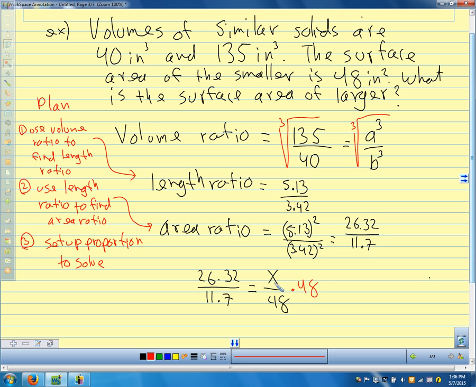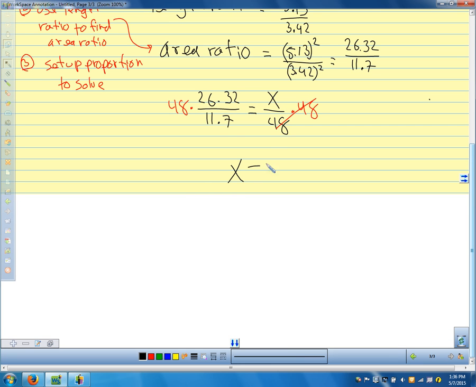And since x is on the top, all we have to do is multiply both sides by 48. Those cancel, just leave me with 1. And I plug this in my calculator. X equals 48 times 26.32 divided by 11.7. And I get 108 square inches.